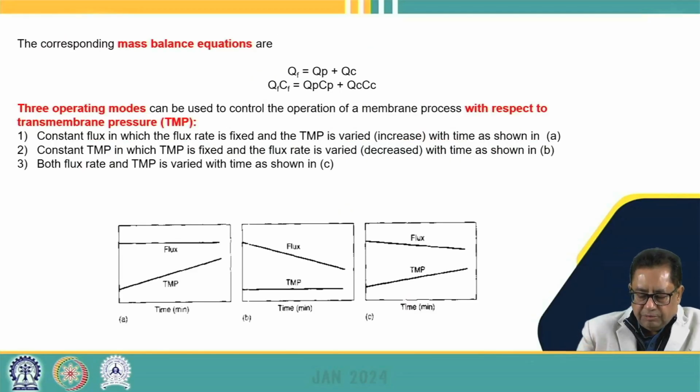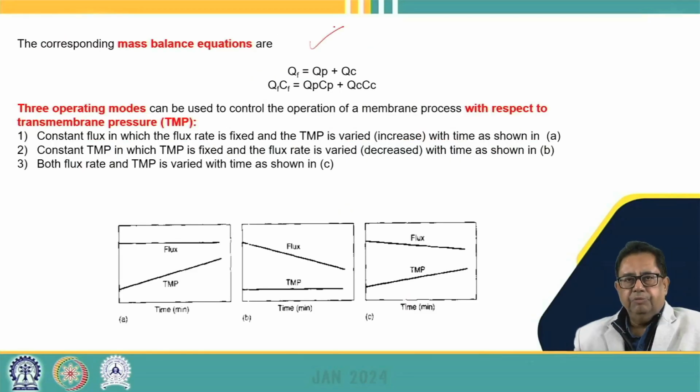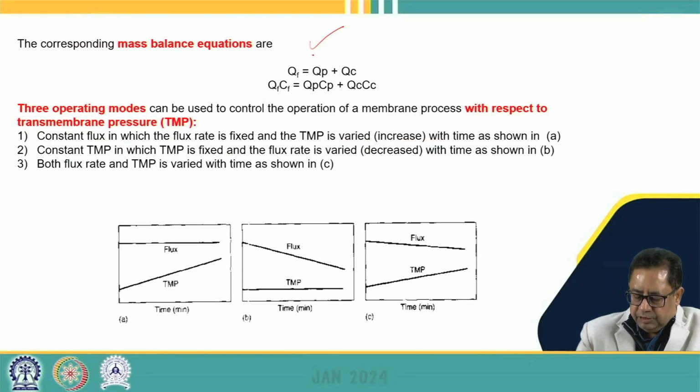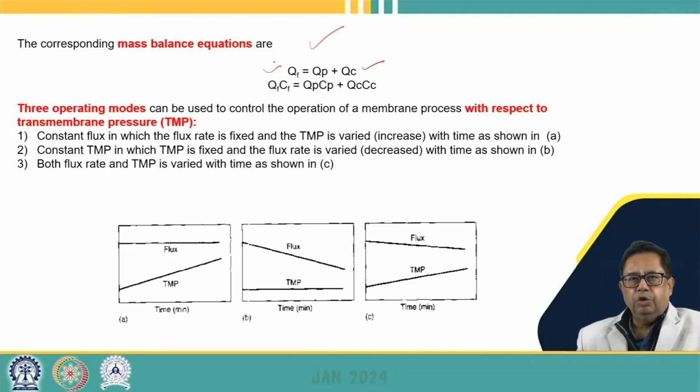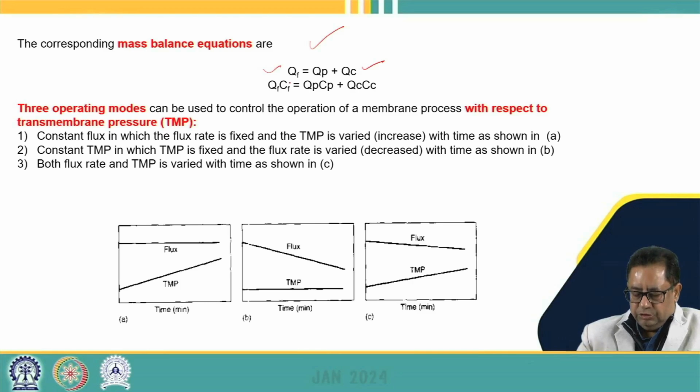So if we apply the mass balance equation to the membrane process, it will be defined as the flow that is going inside the module or the membrane. This will be represented by QF, that is, the flow of the feed, which will be equal to the flow of the permeate and the flow of the concentrate that is going out of the system.